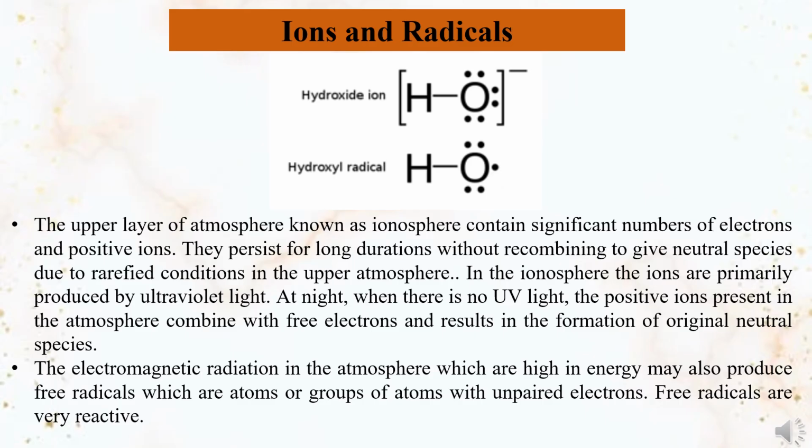Then coming to the ions and radicals, the upper layer of the atmosphere, known as the ionosphere, contains significant numbers of electrons and positive ions. They persist for long durations without recombining to give neutral species due to the rarefied conditions in the upper atmosphere. In the ionosphere, the ions are primarily produced by ultraviolet light. At night, when there is no UV light, the positive ions present in the atmosphere combine with free electrons and result in the formation of the original neutral species.